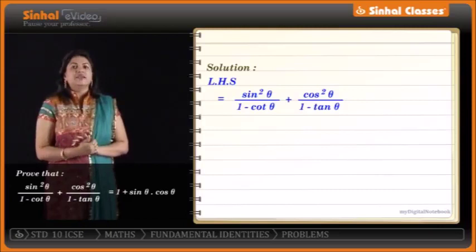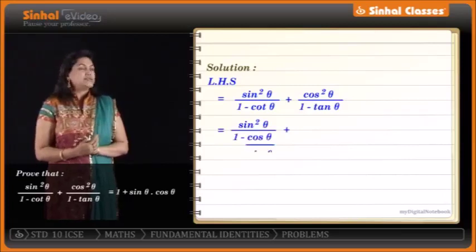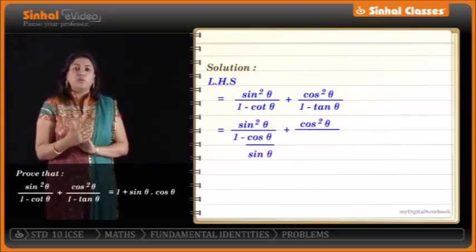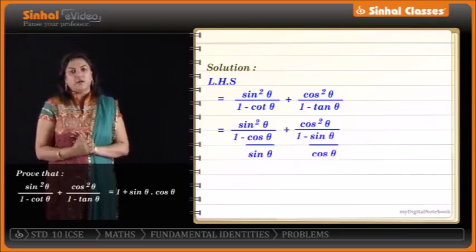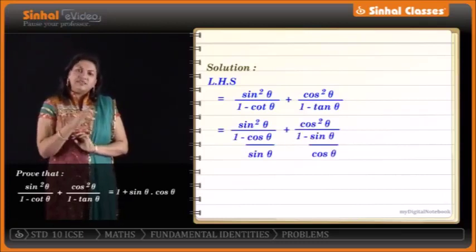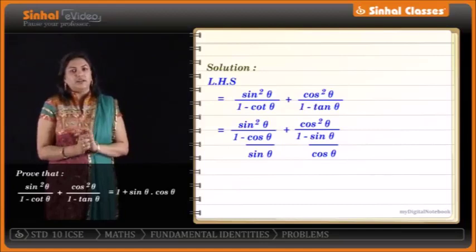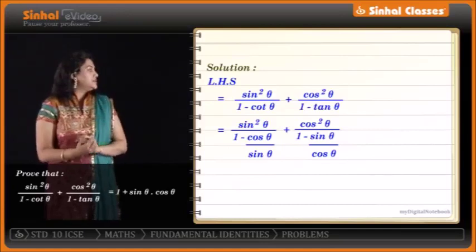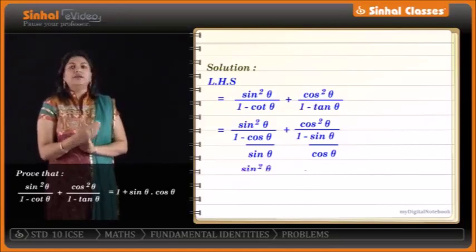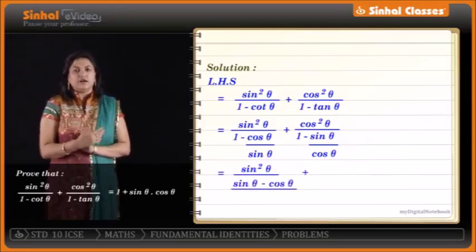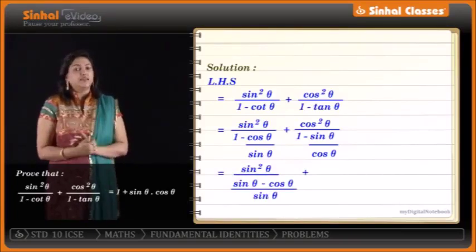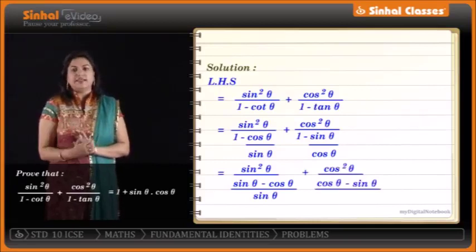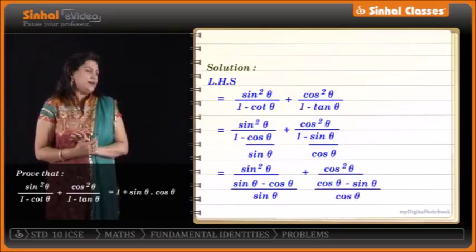We replace them in terms of sine and cos, because in the RHS we just have sines and cos. So we have sine square theta upon 1 minus cos theta upon sine theta plus cos square theta upon 1 minus sin theta upon cos theta. Now we take the LCM for the denominator parts. The first term becomes sin square theta upon (sin theta minus cos theta) upon sin theta, and the second term becomes cos square theta upon (cos theta minus sin theta) upon cos theta.